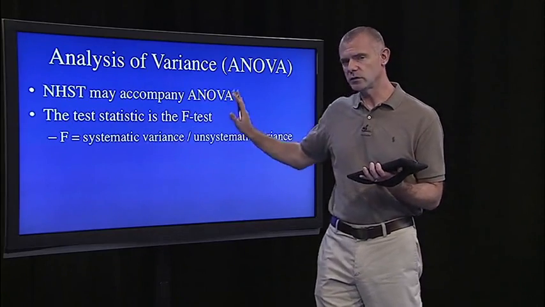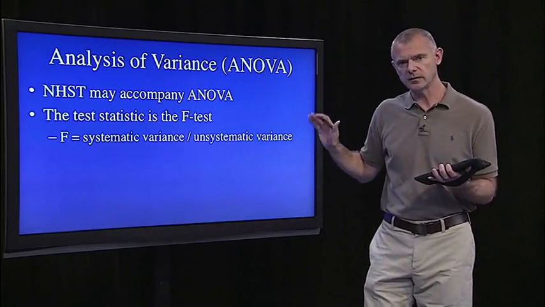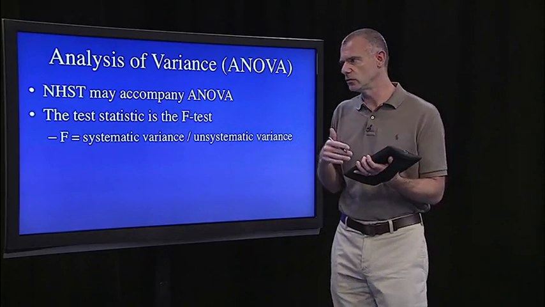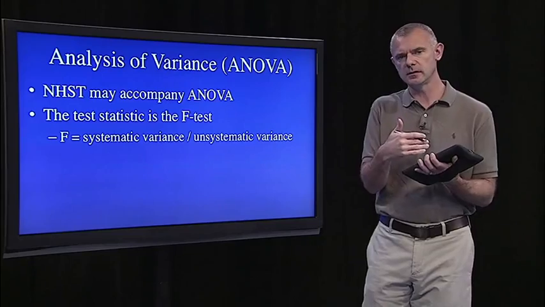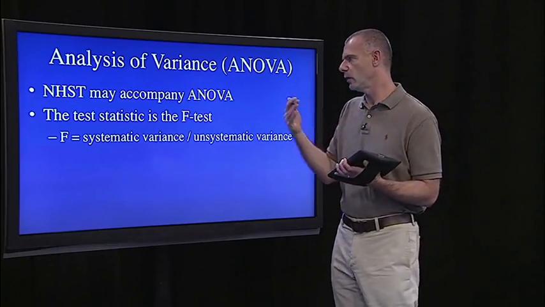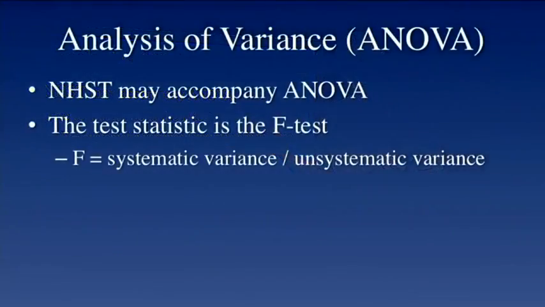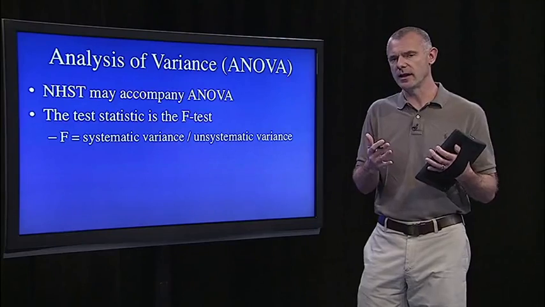And we can also do null hypothesis significance testing with analysis of variance. It's just rather than getting a t statistic out of the results, we'll get an F ratio. And in the next segment, we'll talk in great detail about what the F ratio is. For now, you can think about it as just systematic variance relative to unsystematic variance. Again, it's just like any other NHST.